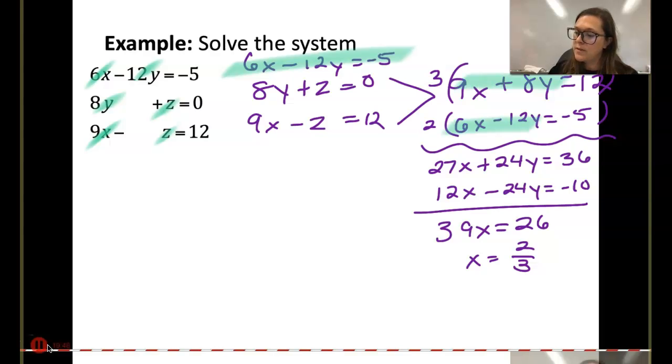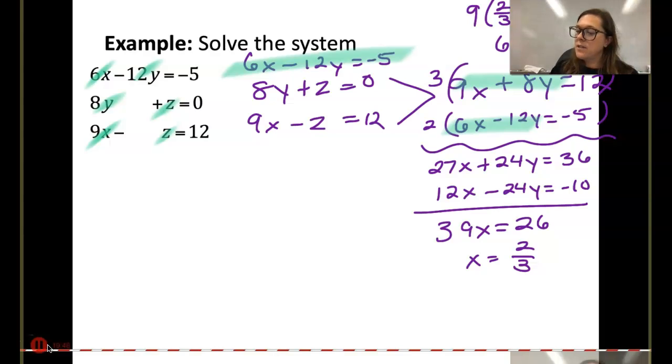So either this one or this one. I'm going to go into the top one, I guess. So we just said x was 2/3 plus 8y equals 12. 9 times 2 is 18. 18 divided by 3 is 6 plus 8y equals 12. Subtracting 6 gets us 8y equals 6. So y is equal to 6 over 8, which is, taking out 2, 3/4.